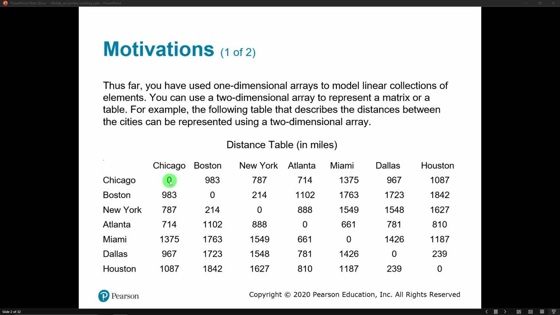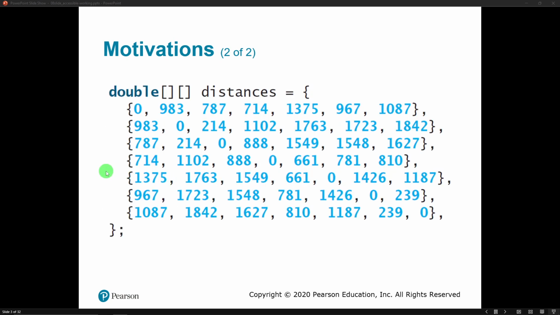So let's take a look at this data, the numbers that are stored in this table, as code. So we have a two-dimensional array called distances. Okay, it is an array of doubles, and the two sets of square brackets show us that it's a two-dimensional array. And here is the data. It's the same data we saw back in this chart. 0, 983, 787 going across. And you cannot see the other data going down.